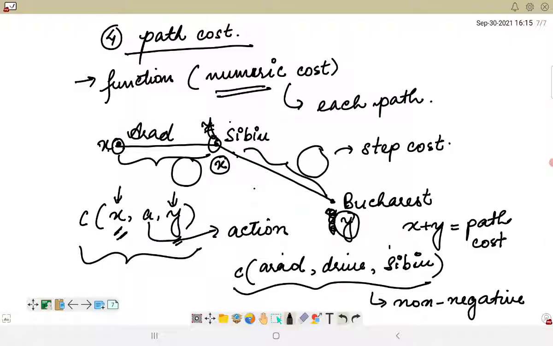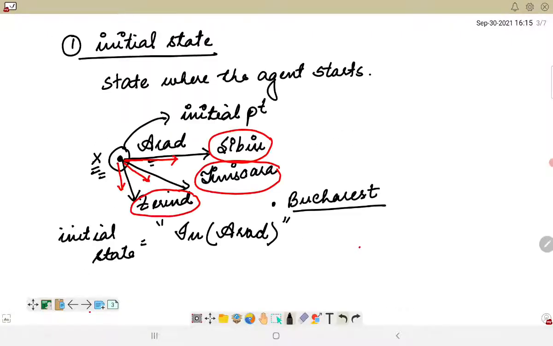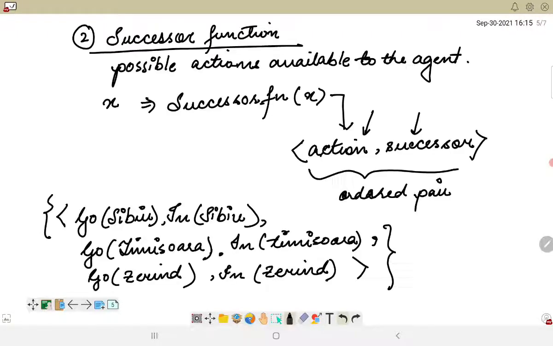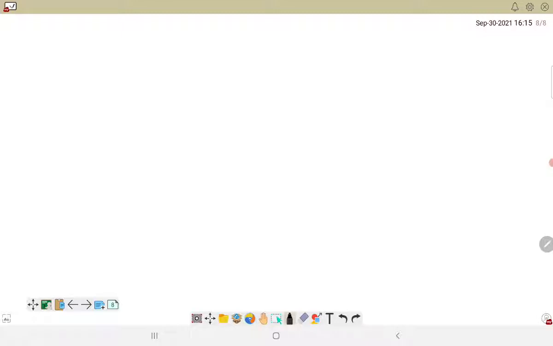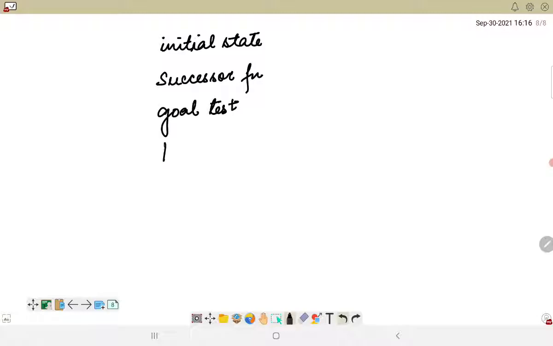Talking about a solution to a problem: a solution to a problem is a path from the initial state to the goal state, and we also have to measure the path cost function. An optimal solution is the one generating the lowest path cost. If we are finding a solution to a problem, first we have to formulate the problem, and that formulation involves the initial state, the successor function, the goal test, and the path cost.